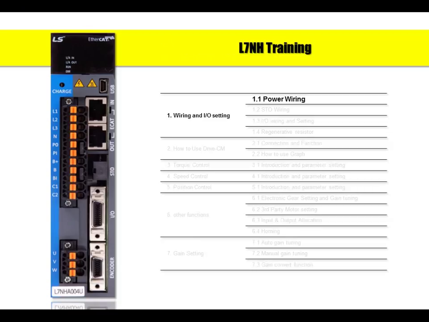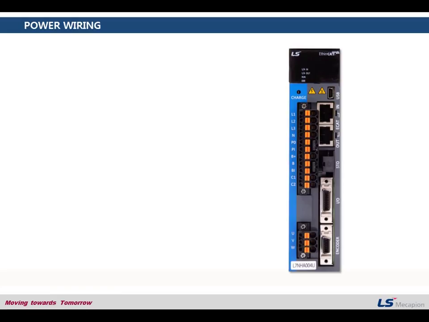We are going to start L7NH training. Today is the first session, and this is about power wiring. Let's look at L7NH drive first.